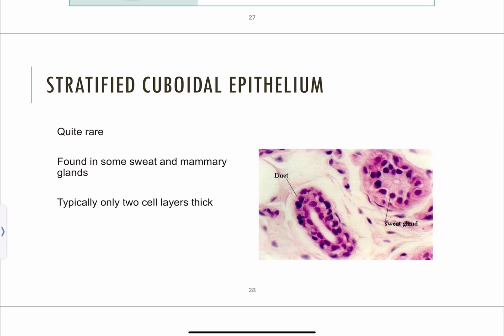And when we say stratified cuboidal, it's not multiple layers like our stratified squamous. Typically, it's only 2 cell layers thick. How you're trying to identify the stratified cuboidal is looking for stacked nuclei, meaning we have nuclei above and below each other. So if we look here, I can see that we have stratified cuboidal because the nucleus is pretty round. We have one there, we have one below it too. So we have nuclei above and below each other, which indicates that we have stratified epithelia.